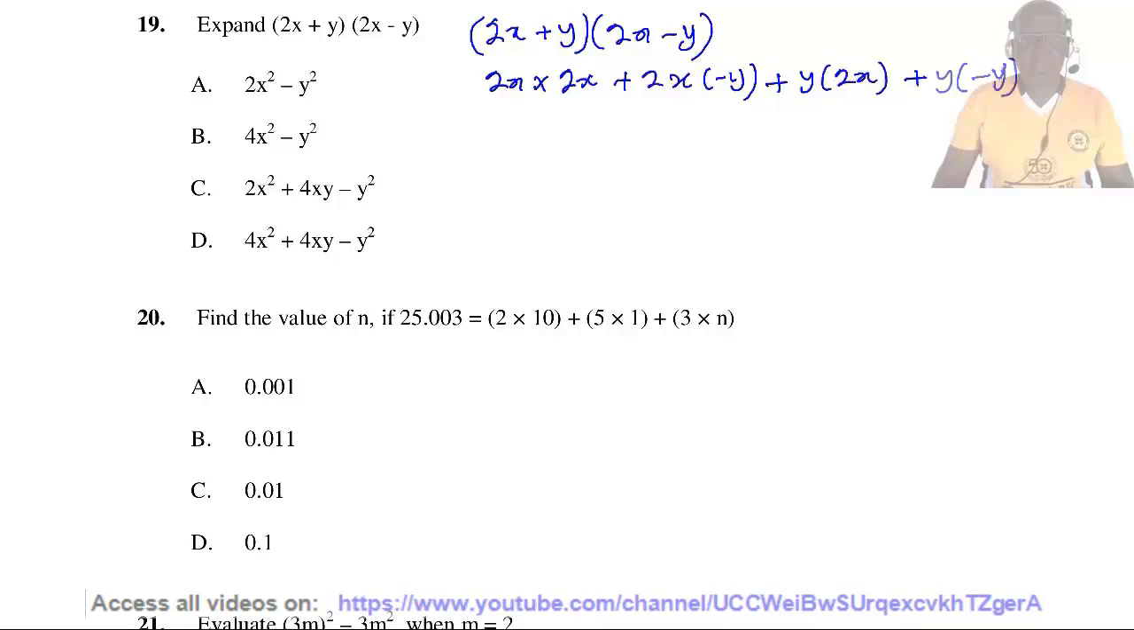So 4s squared over here minus 2sy plus 2sy minus y squared. This will cancel this. So we shall be left with 4s squared minus y squared. So the answer is B.